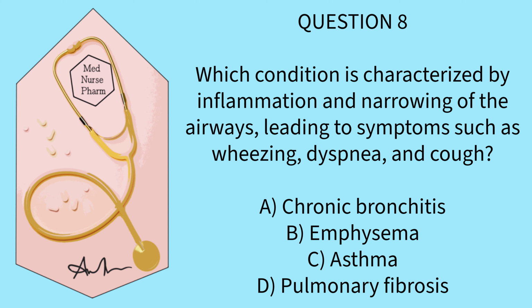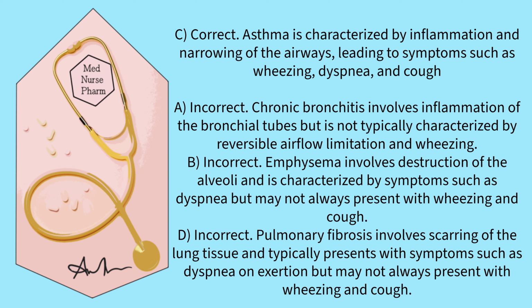Question 8. Which condition is characterized by inflammation and narrowing of the airways, leading to symptoms such as wheezing, dyspnea, and cough? Chronic bronchitis, emphysema, asthma, pulmonary fibrosis. Pause the video and select your answer. If you chose option C, you are correct. Asthma is characterized by inflammation and narrowing of the airways, leading to symptoms such as wheezing, dyspnea, and cough.